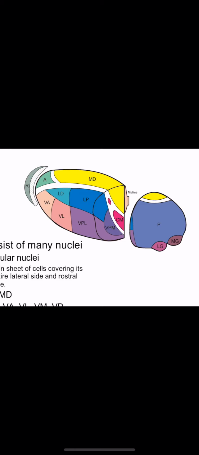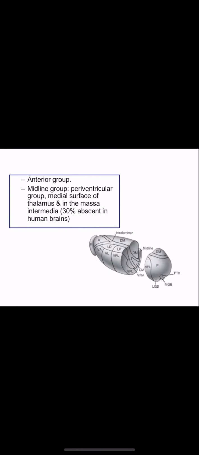So the Y-shaped internal lamina subdivides the thalamus into a medial portion, a lateral portion, and an anterior portion, which is occupied by what is called the anterior thalamic nuclei.